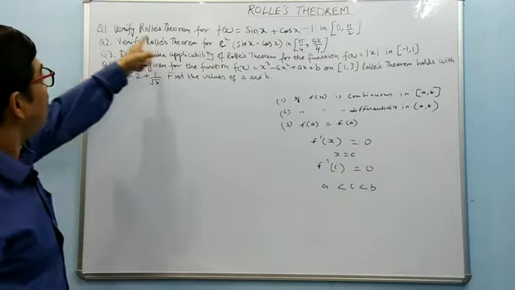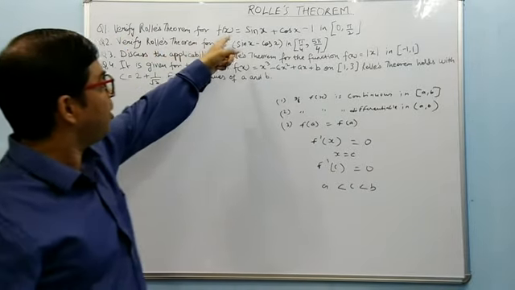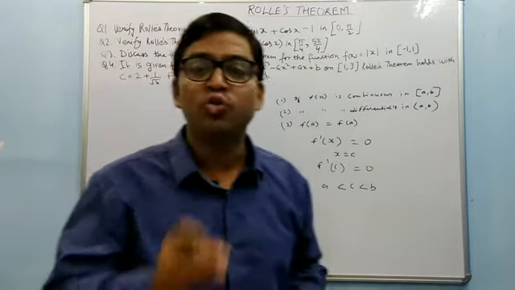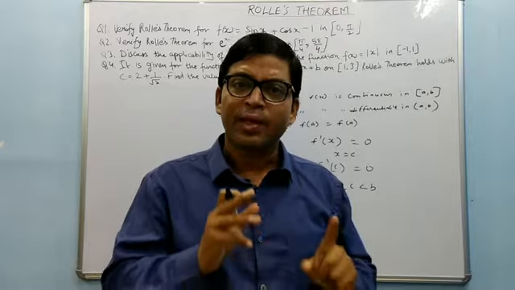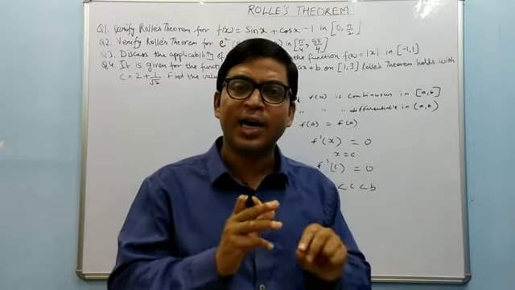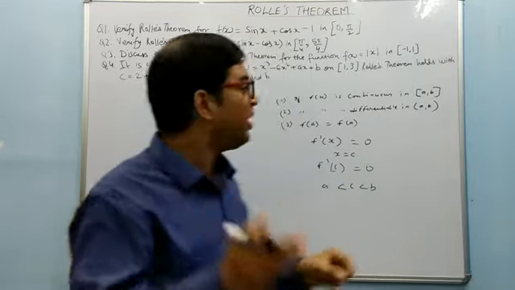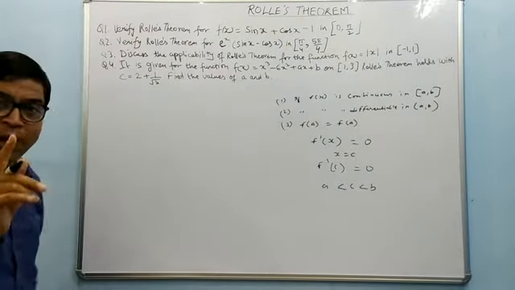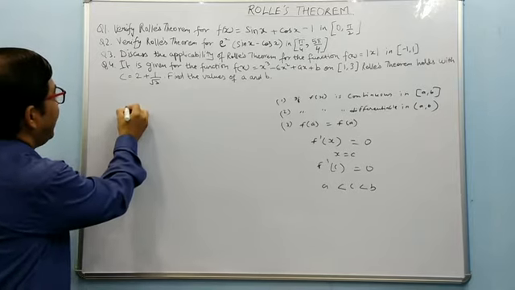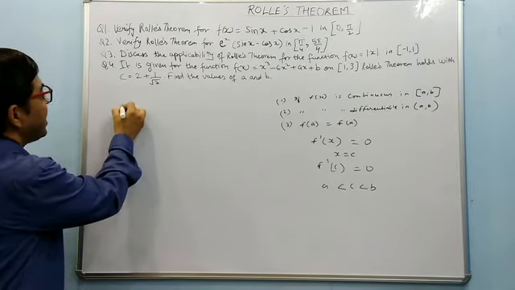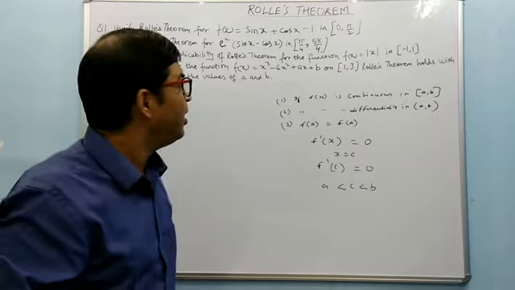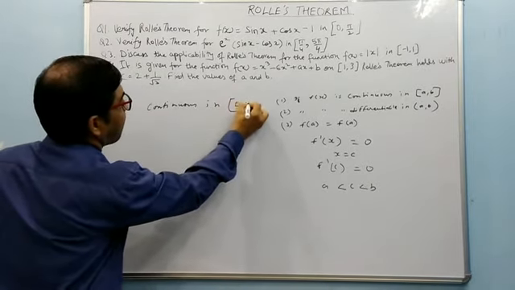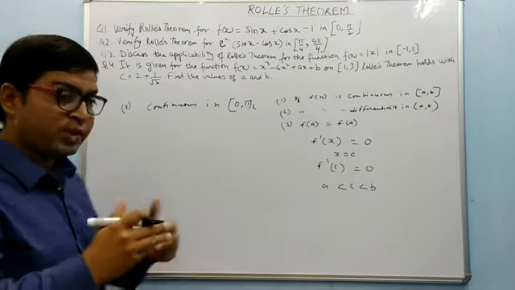Suppose question number 1: verify Rolle's theorem for f(x) is equal to sin x plus cos x minus 1 in 0 to pi by 2. We will see sin and cos functions are continuous everywhere, so definitely it will be continuous in 0 comma pi by 2. One thing you have to write is that sin and cos are continuous everywhere, so this is continuous in 0 comma pi by 2. Don't skip these steps.